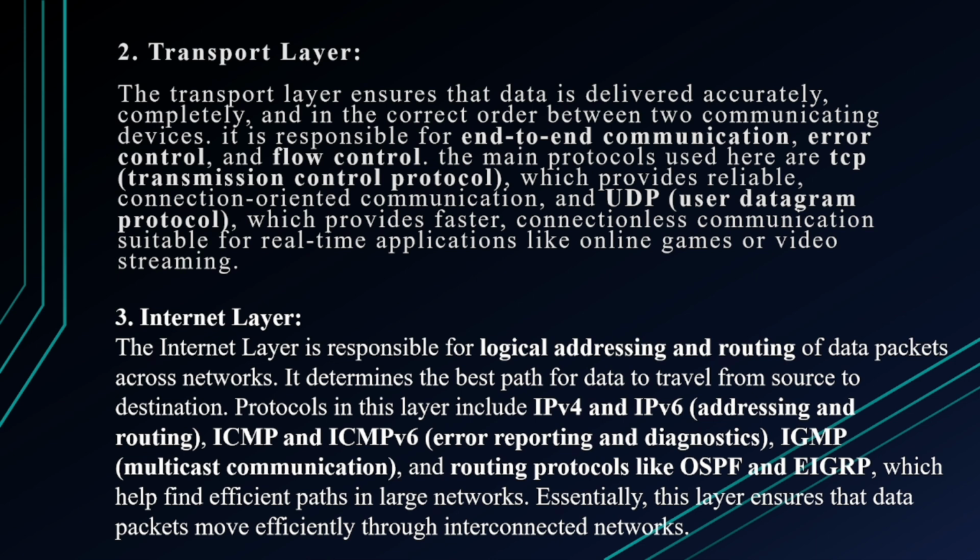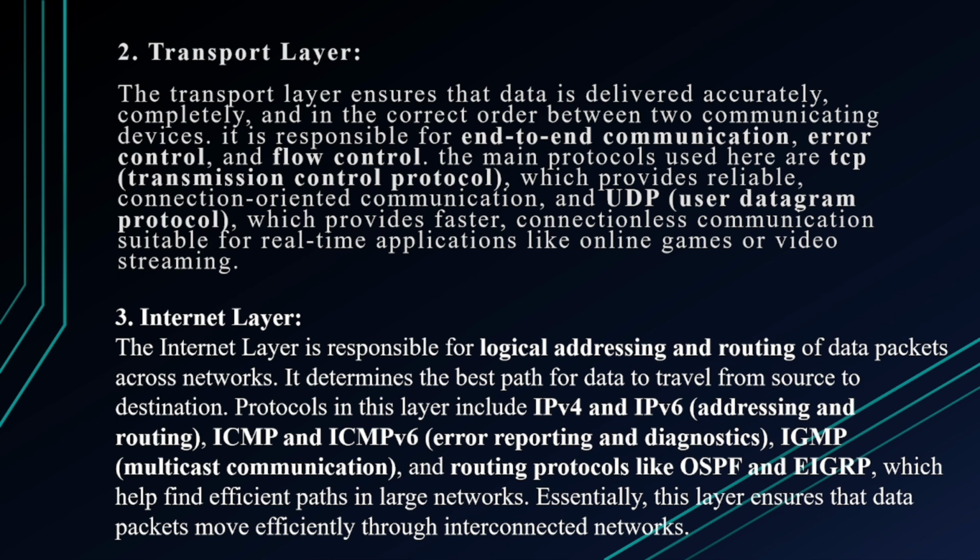Routing means finding the best path for data to travel from sender to receiver across the network. With millions of devices on the internet, data might have to pass through dozens of different routers before it reaches the destination. The internet layer figures out the best route. Now, what protocols does this layer use? IPv4 and IPv6. These are addressing protocols. They assign unique addresses to each device.